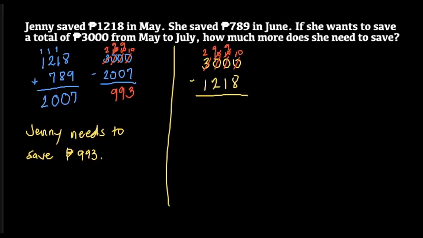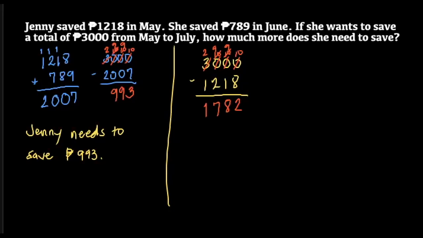So now that we fully regrouped, we can already subtract. So 10 minus 8 is 2 ones. 10 minus 1 is 9. 9 hundreds minus 2 hundreds gives us 700. And then 2,000 minus 1,000 is 1,000. So that's 1,782 after subtracting what she saved from May from 3,000 pesos.